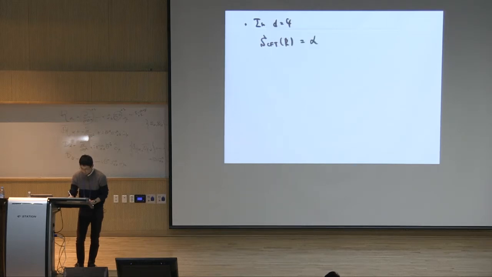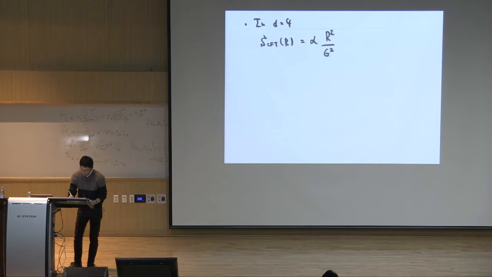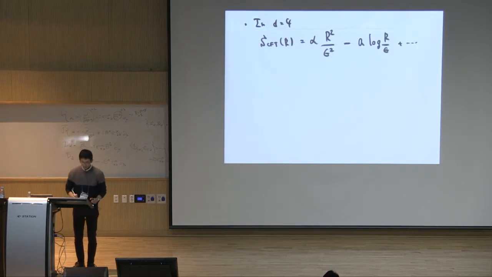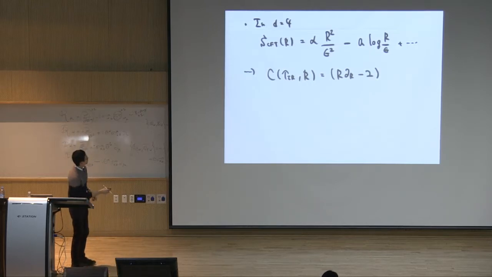Basically, you have an R squared term plus, actually I don't remember my convention of A. I think in my convention, this must be minus A. And similarly, you calculate the IR value of C. And again, you act this derivative operator. But it's kind of trivial that this operator kills the first leading power of divergence. So I won't show you this term.